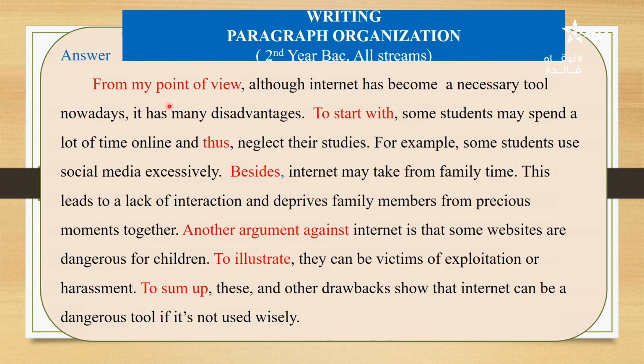From my point of view, this is how we start the paragraph, the topic sentence. Supporting idea number 1, to start with, and to move to the explanation or the detail, we can use for example. Besides, for the second supporting idea, and for the third supporting idea, another argument against. To illustrate is the explanation of this supporting idea, that is, it introduces detail number 3, and the concluding sentence is started with to sum up. So these are the linking words.